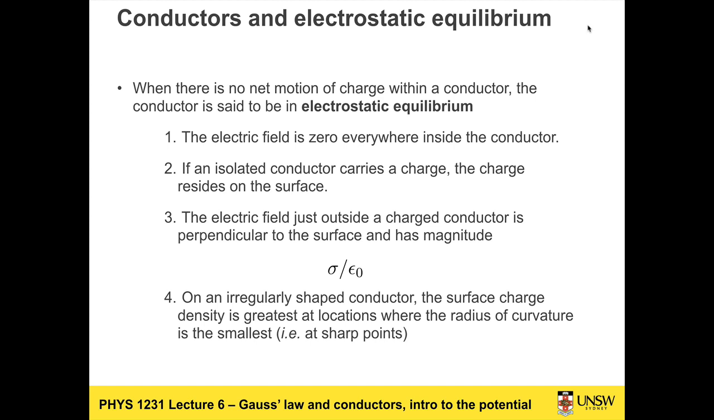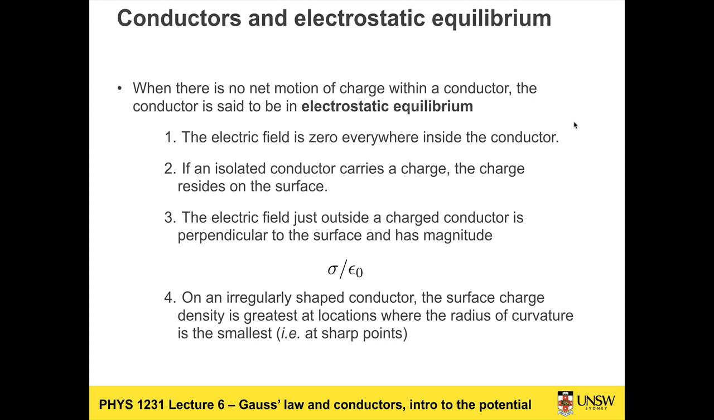So as I said, we have a conductor or set of conductors, and we put them in electric fields. There are forces on charges, and they will move around until there's no field left in the conductor. That is because if there were a field left, the charges would continue to move around until they screen out the electric field. So electrostatic equilibrium is established when there's no net motion of charge within a conductor, and the conductor is said to be in electrostatic equilibrium. The electric field is zero everywhere inside the conductor, and that means if an isolated conductor does carry a charge, the charge resides on the surface.